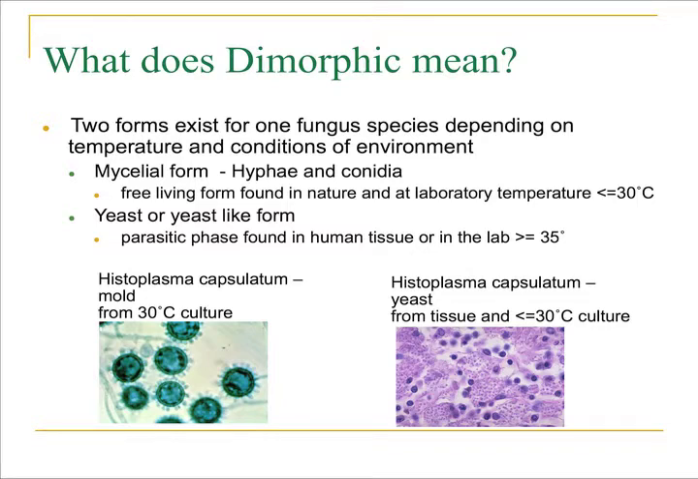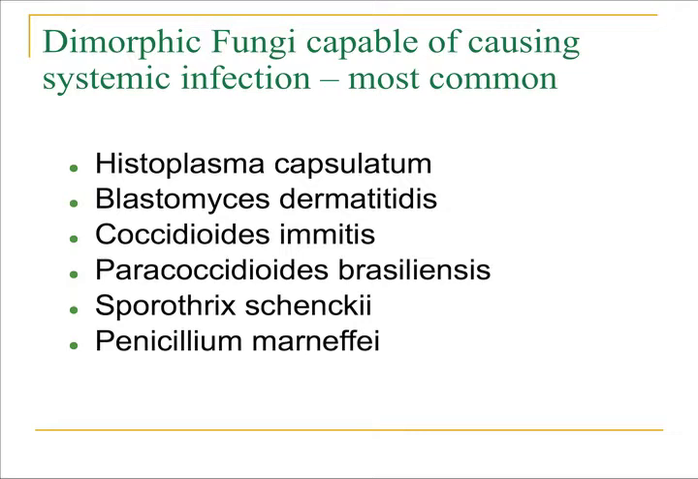On the next slide, we talk about the dimorphic fungi. The ones that are most common are listed on this slide. You can see it includes Histoplasma capsulatum, Blastomyces dermatitidis, Coccidioides immitis, Paracoccidioides brasiliensis, Sporothrix schenckii, and Penicillium marneffei.